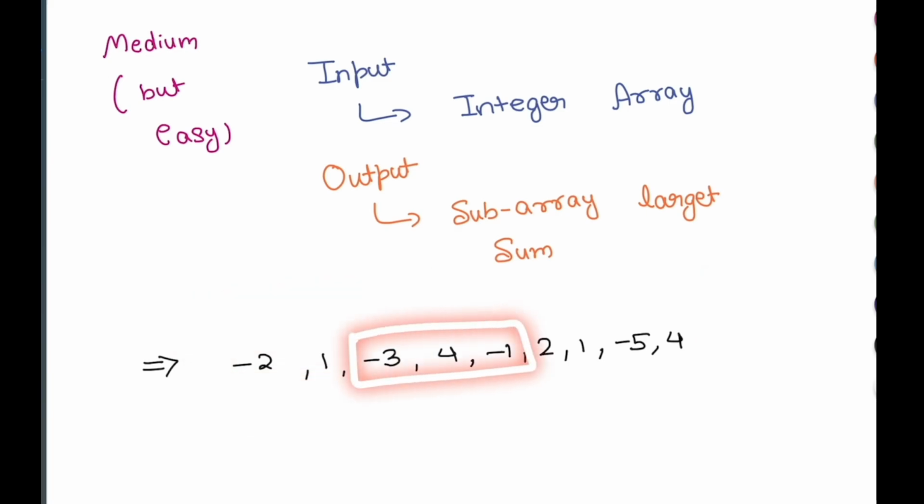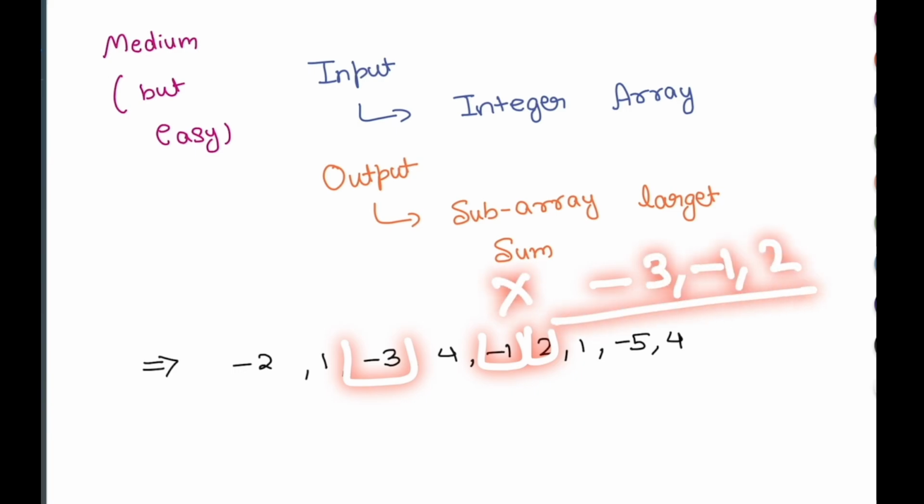This is also a valid subarray because the data is continuous. Starting from this particular point, we are choosing all the data continuously. We cannot say that -3 -1 2, an array of these 3 elements, can be a subarray. It is not, because the data is not continuous. We have a discontinuity in between.